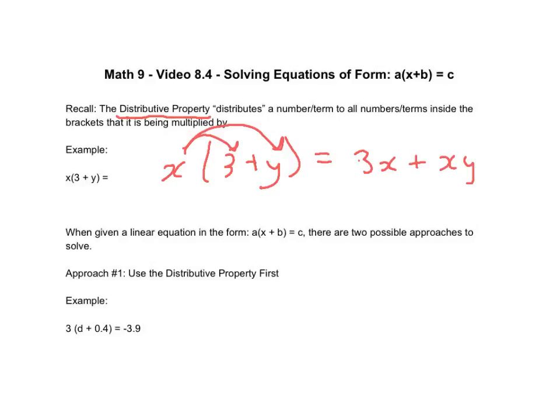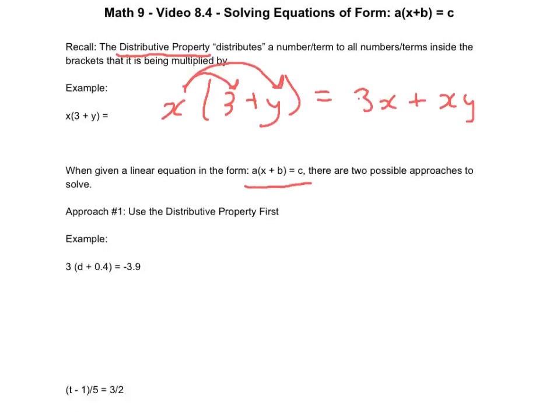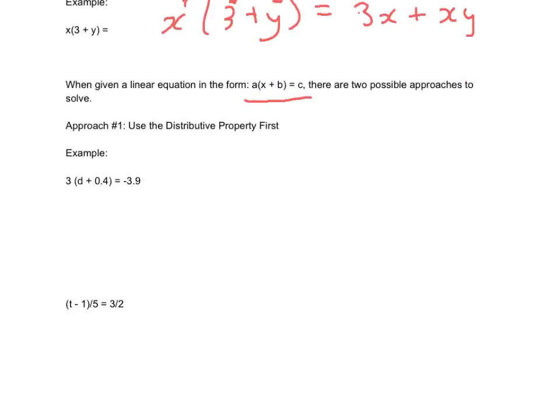Okay. When we have a linear equation in this form, a times the variable plus another value inside of brackets, there are two, or at least two, I guess, possible approaches to solve this. This video is going to look at the first approach, which uses this distributive property we've just reminded ourselves of. So that's what we'll do, and then next video we'll show you the other approach that you can use. And as you get more comfortable with them, you'll probably see that you'll pick the one that you're more comfortable with, and you'll maybe start to see ones that kind of lend themselves to one of these approaches more than the other. Okay, so this one, approach number one, we're going to use the distributive property first.